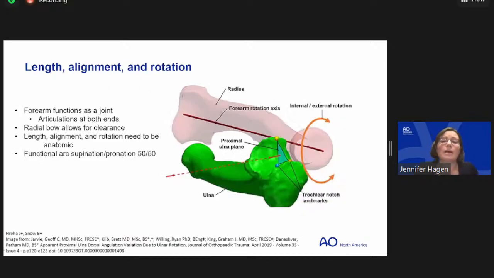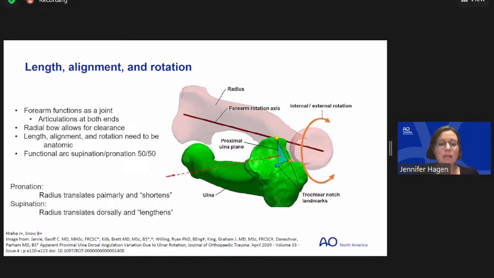So as we talked about the forearm, unlike other diaphyseal bones, we think about the forearm in itself as a joint. The radius is bowed and the ulna is bowed, and the radius rotates over the ulna. That bow is necessary to have a full arc of supination and pronation. So the entire length, alignment, and rotation need to be anatomic, not just fine. And the functional arc of supination, pronation, we think is about 50-50, so that's your goal to get people back to.